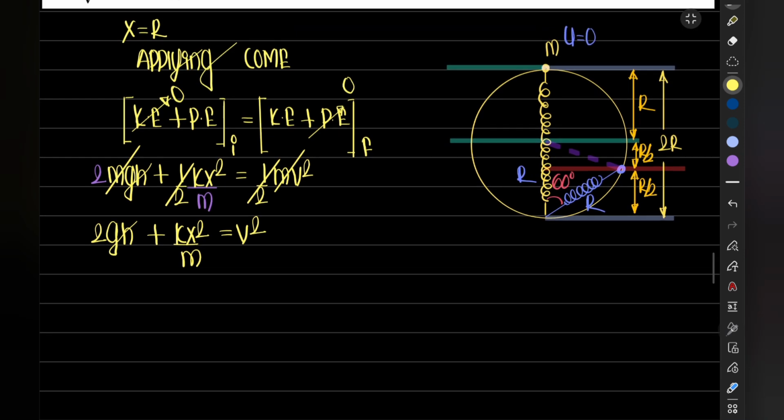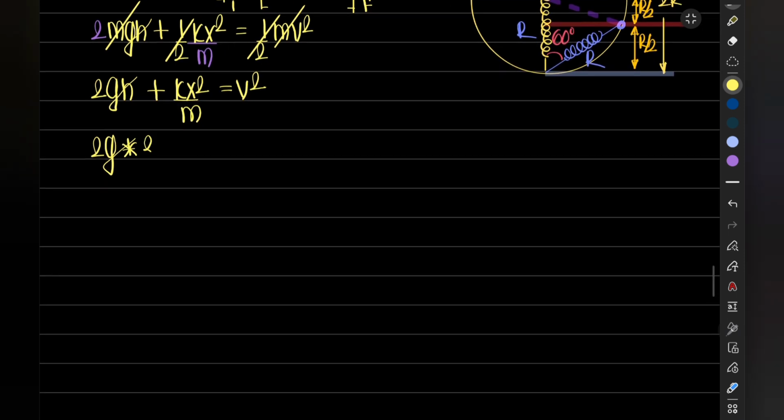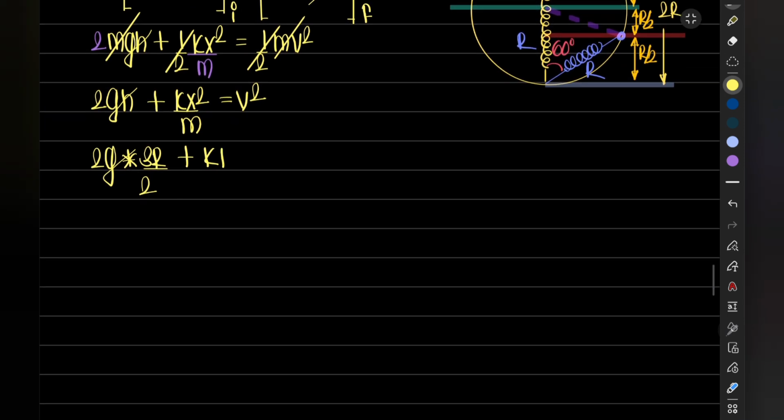Now what is the value of height we have? As you can see, the height, that is the gravitational potential energy height above this point, is r by 2 plus r. I have already explained how this one is r by 2 and this one is r. So r plus r by 2 will be 3r by 2. So 2 into g, h will be replaced by 3r by 2, plus k as it is. Extension we have already written, it is equal to r, so k r square by m equals v square.